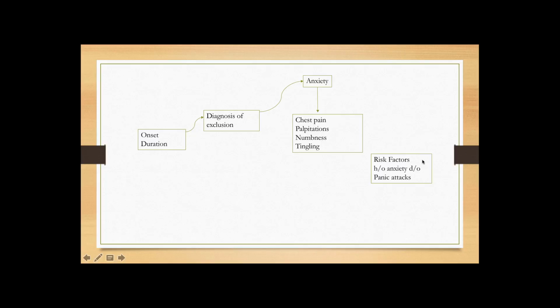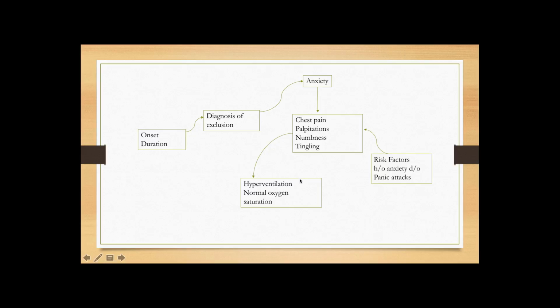So what are the risk factors? A history of anxiety disorder in the past would be a risk factor. A history of panic attacks in the past would be a risk factor. But also, this is another important point to keep in mind, that a previous history of anxiety disorder doesn't mean that this particular attack of shortness of breath is also anxiety. So you always have to be very vigilant.